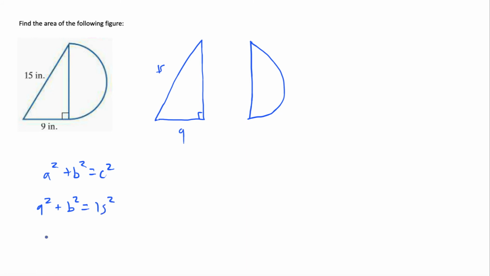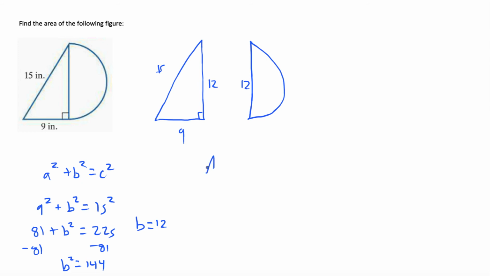15 squared. 9 squared is 81, plus b squared equals 225, so let's subtract the 81 over here, right? Notice we get b squared equals 144. Okay, so if we take the square root of that, the square root of 144 is 12, which makes this length here 12, but it's also the diameter of this semicircle, right? So how are we going to find the areas of each?